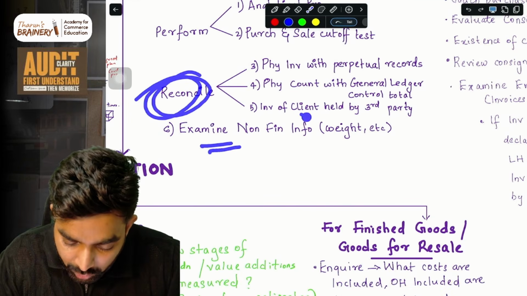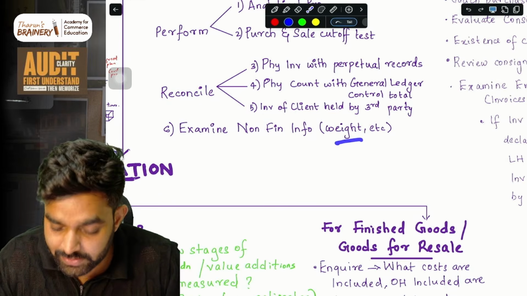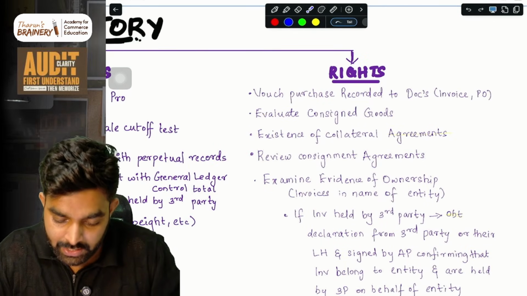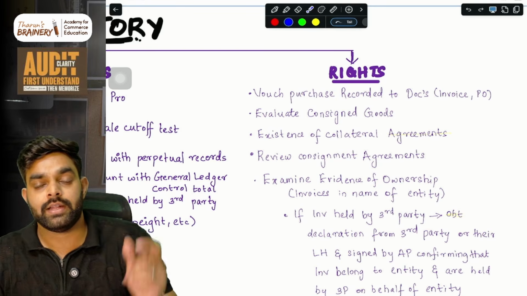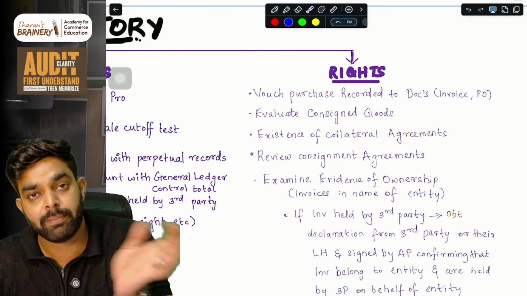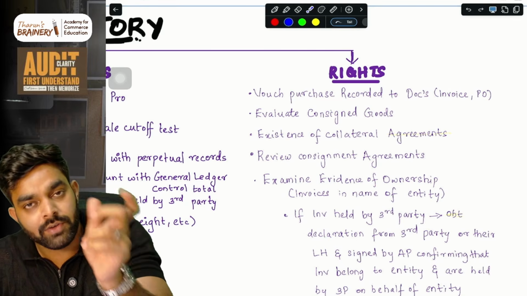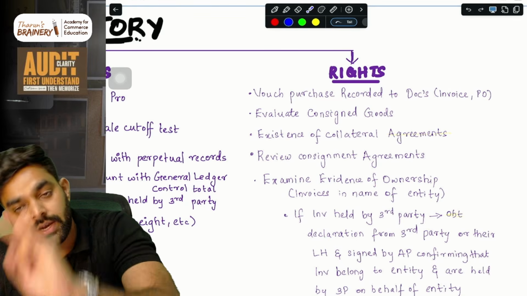Then examine the non-financial information also, that is the weight, everything of the inventory. Okay, that is how you check the completeness. Now you need to check the rights of the inventory. That is, all the inventory that you are showing in your balance sheet, you yourself own those inventory, right? That is what we call rights. You have the ownership and you have the rights over that inventory.